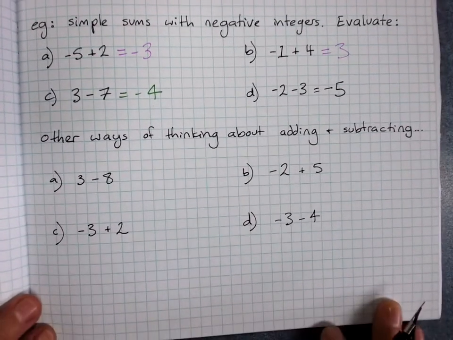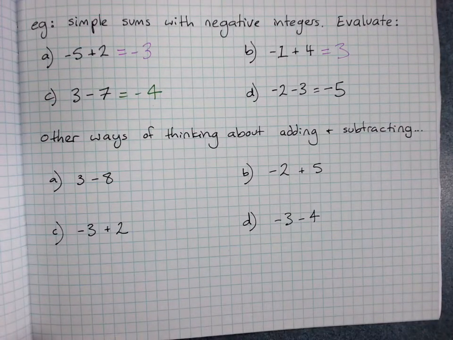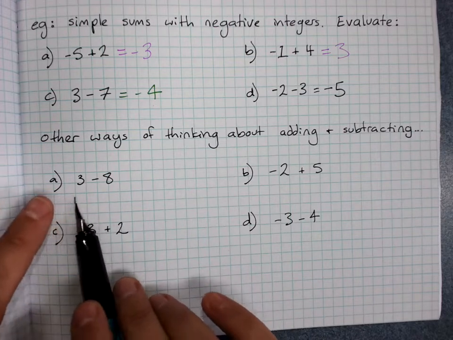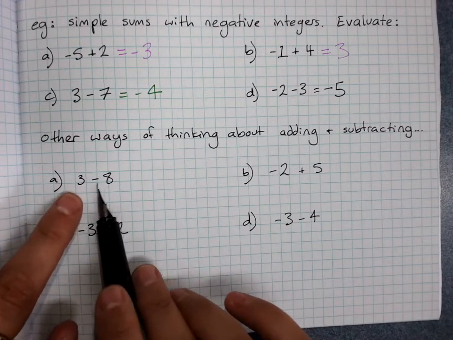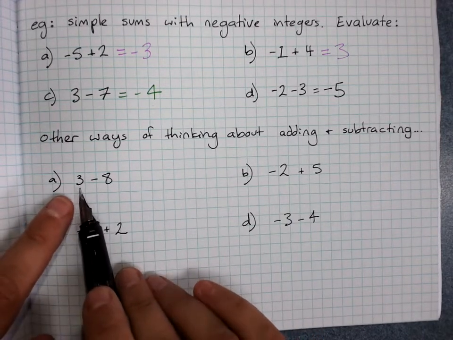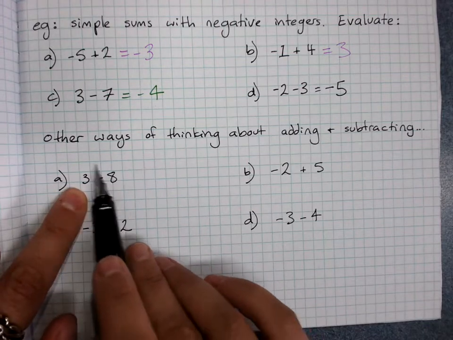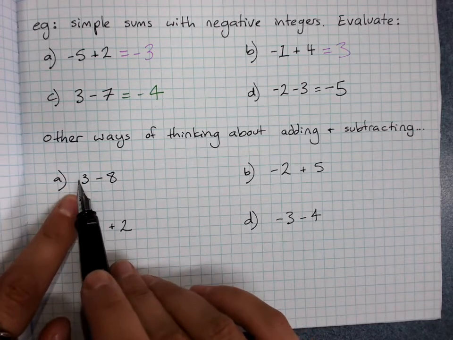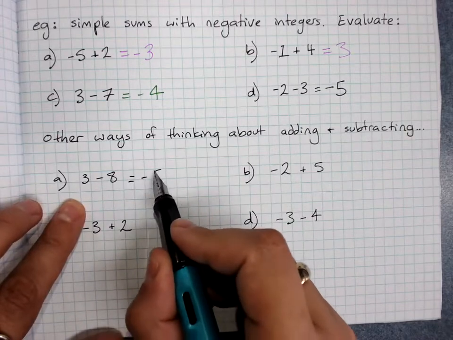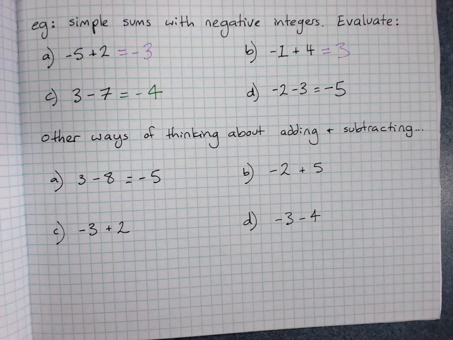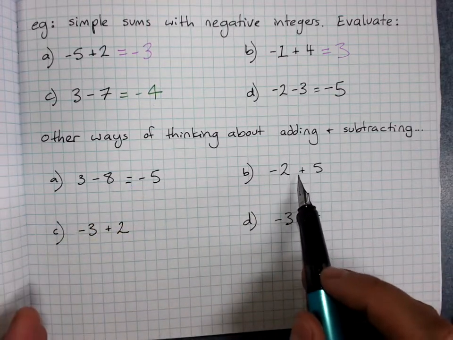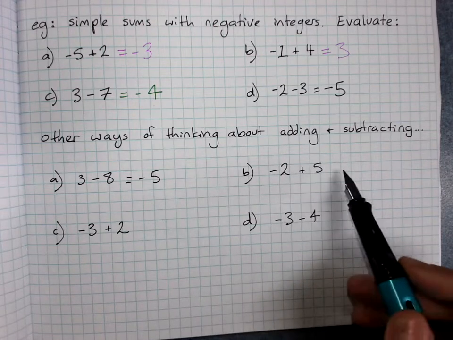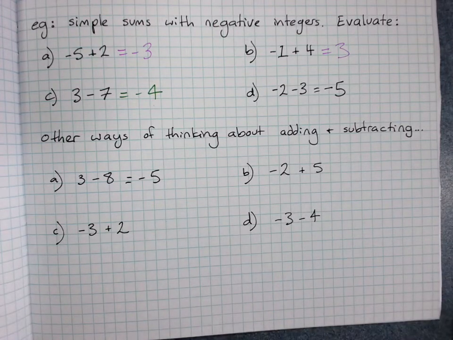Now, other ways of thinking about adding and subtracting. Some people are just going to think of it as their opposites. 3 take away 8. Taking away 8 means we're going in the opposite direction to the 3. Take away 3, get down to 0, and then I've got another 5. I can take that away and I get down to negative 5. That's an okay way of thinking about it. Negative 2 plus 5, move up by 2 to get to 0, and then there's another 3. We're on 3.